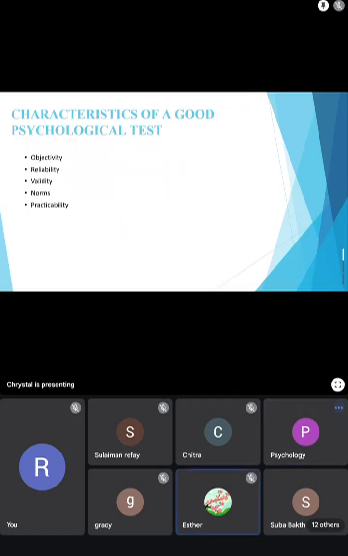Yes. So, what are the categories? I hope the classification of a test was clear. Once you go through it, it will be clear, I hope.